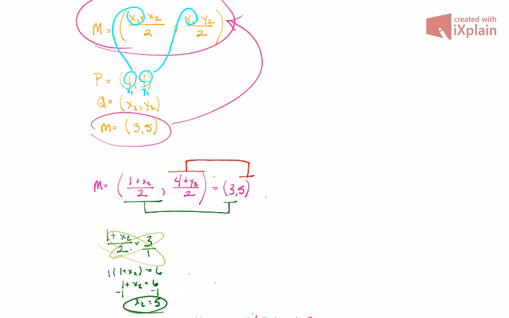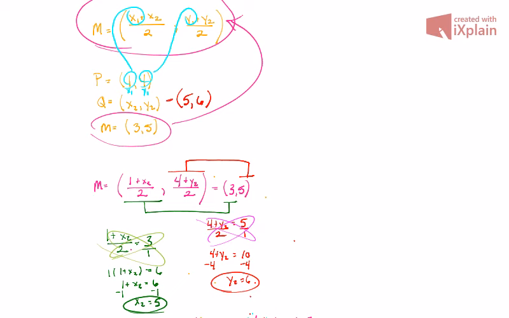And then if we look at the y position, we can go ahead and do the same thing. Do our cross multiplication, so we get 4 plus y sub 2 is equal to 10. Subtract 4 from both sides, and we find that y sub 2 is equal to 6. And there you have it then. Your final solution will be (5, 6). That is the missing point.